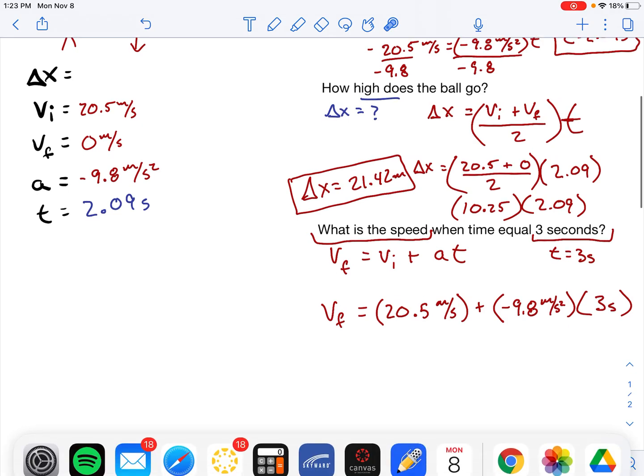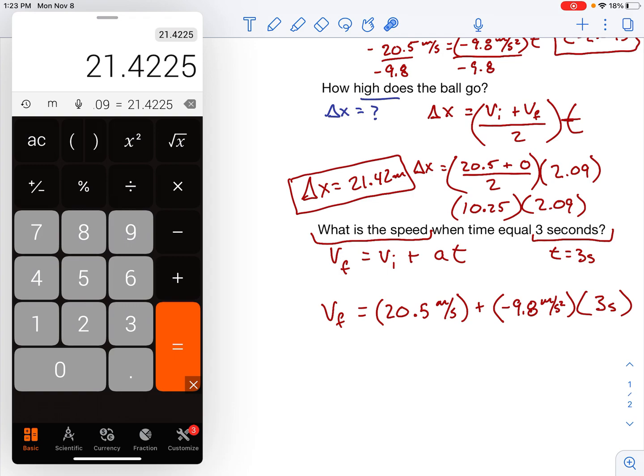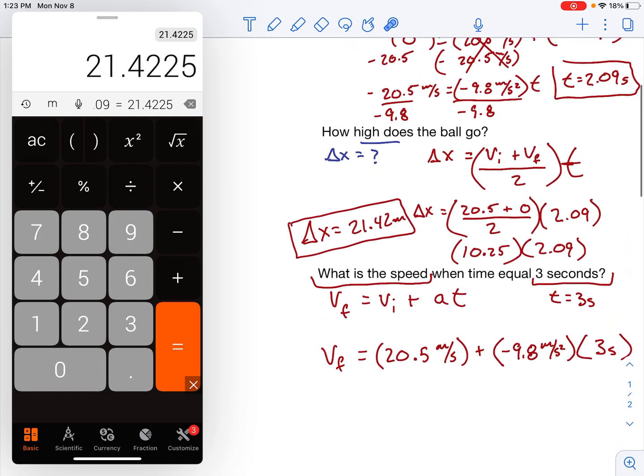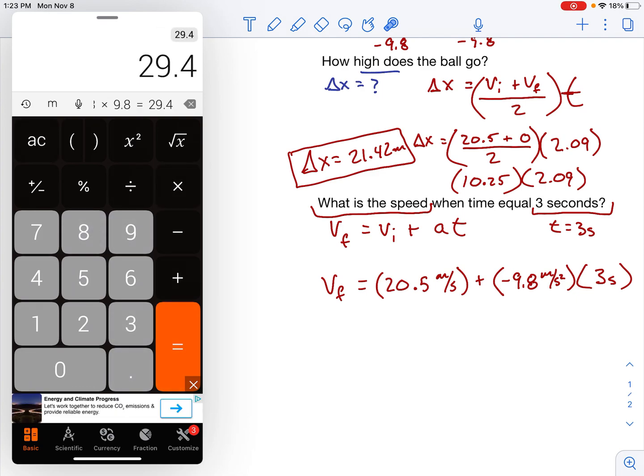Okay, so I'll pull up my calculator and let's run this through. All right, do I got it? Yep, we're good. All right, so clear that out. 3 times 9.8 would be 29.4. You got to make sure you write with the pen. Now, the negative's important here, so it's going to be negative 29.4 meters per second. And then we have our 20.5 to begin with.